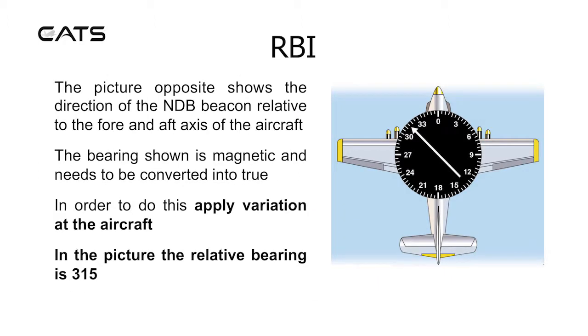The RBI, relative bearing indicator. The picture opposite shows the direction of the NDB beacon relative to the fore and aft axis of the aircraft. The bearing shown is magnetic and needs to be converted into true. In order to do this, apply variation at the aircraft. In the picture, the relative bearing is 315 at the head of the needle.